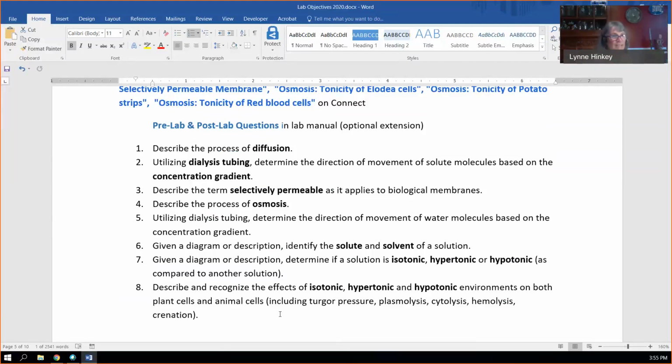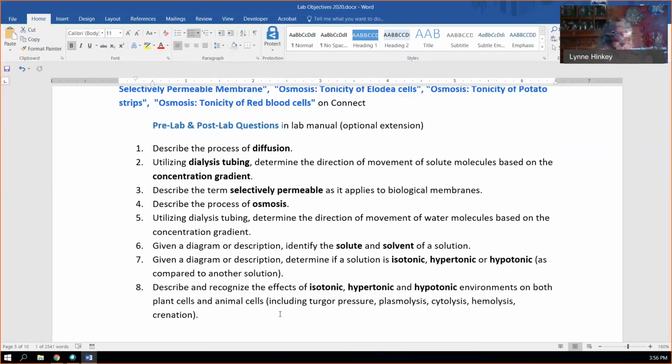Okay, so animal cells, when they shrivel, it's called crenation. When an animal cell bursts, it lyses, or cytolysis. If it's a red blood cell, we can call that hemolysis. Cyto, that prefix just means cell. Cytolysis, the cell will burst.